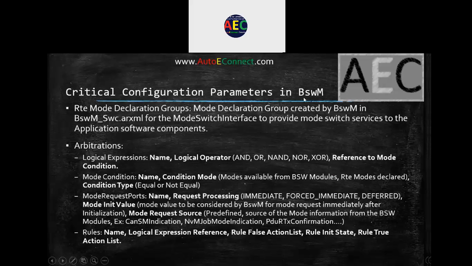So let's see what are the critical configuration parameters that we'll be configuring in BswM. So basically this is all about configuration. Now we understood the theory behind how BswM works and what are the different services we will be able to configure using BswM. So now we'll go directly into the configuration. So what do we configure?